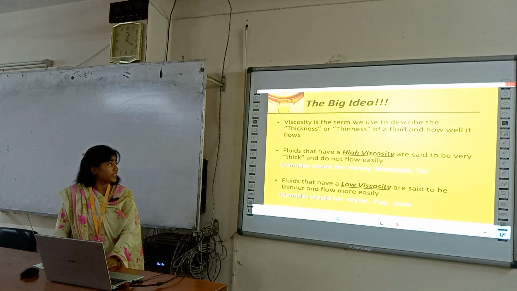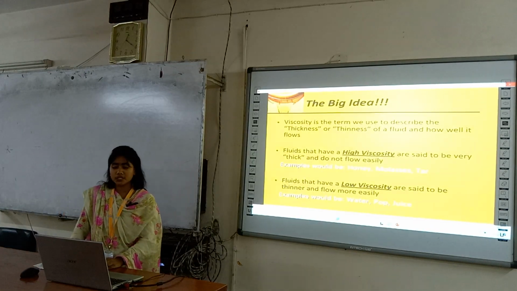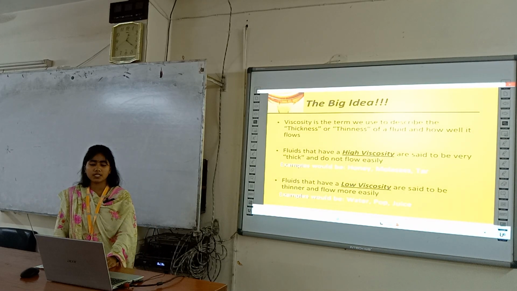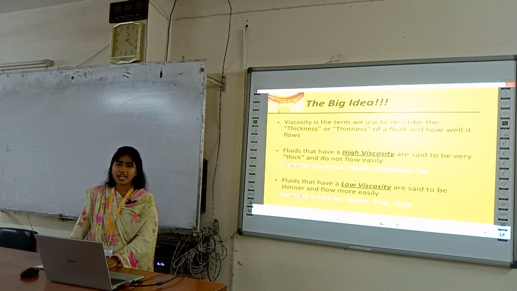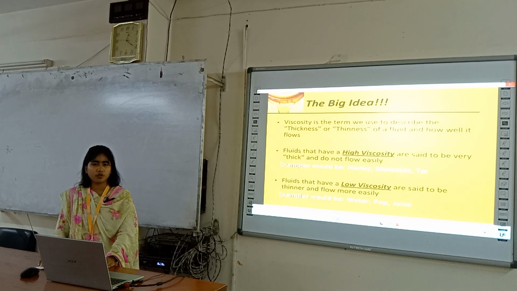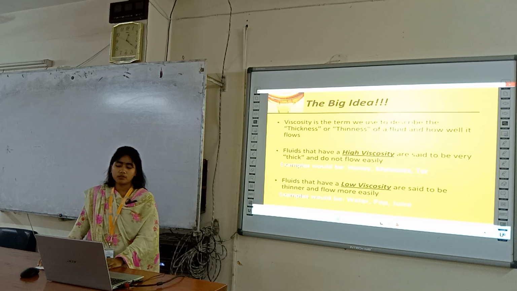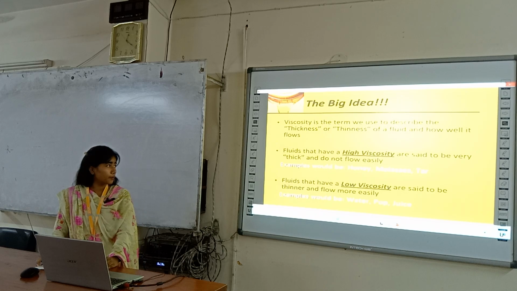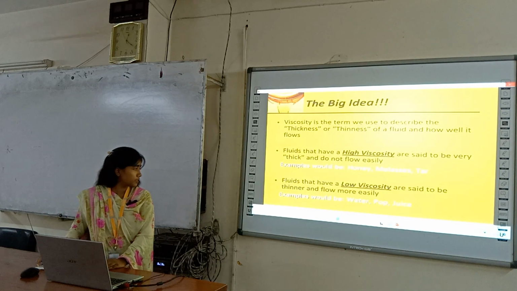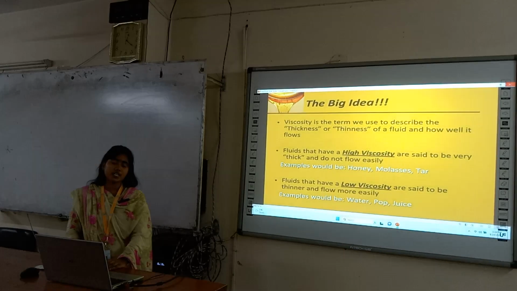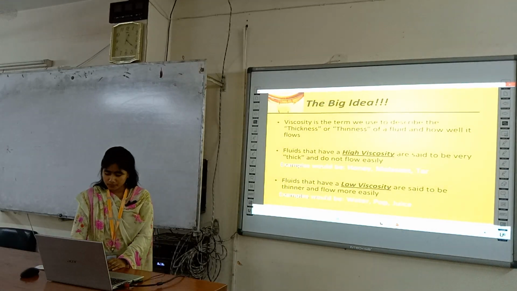Next, the big idea. Viscosity is the term we use to describe the thickness or thinness of a fluid and how well it flows. Fluids that have a high viscosity are said to be very thick and do not flow easily. Example: honey, molasses, tar. Fluids that have a low viscosity are said to be thinner and flow more easily. Example: water, pop, juice.